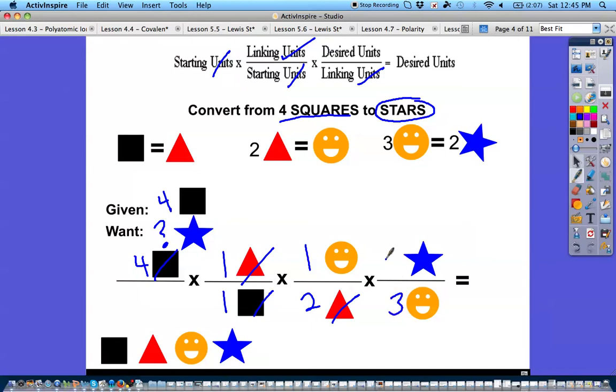3 smiley faces, 2 stars. Smiley faces cancel. So now all you have to do is multiply everything on the top. So 4 times 1 times 1 times 2, which would be 8, and divide by everything on the bottom: 1 times 2 times 3, which would be 6. So 8 over 6 stars, or 1.33 stars.